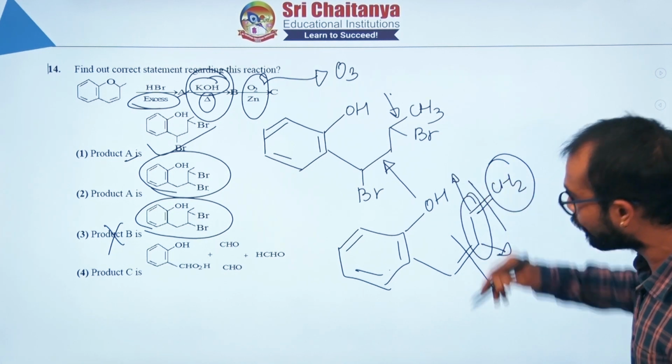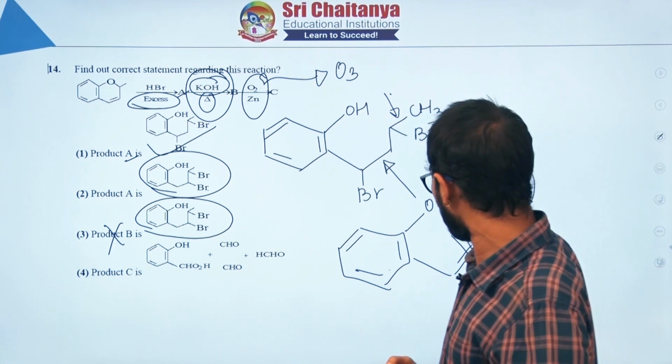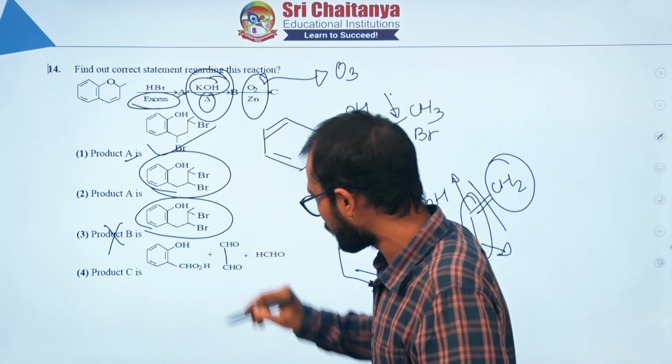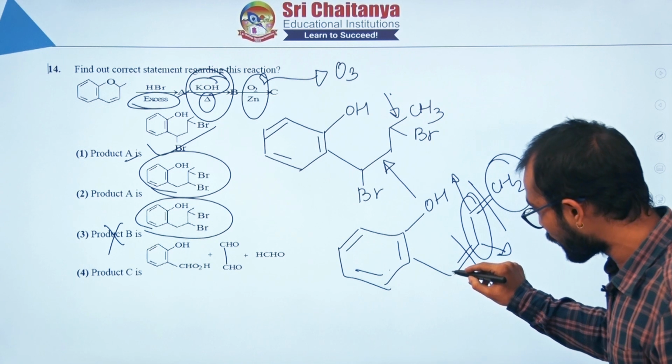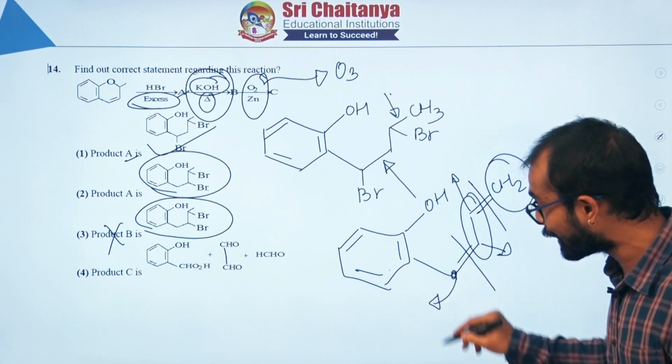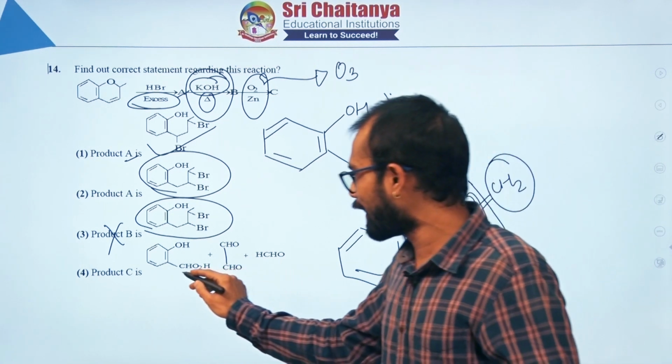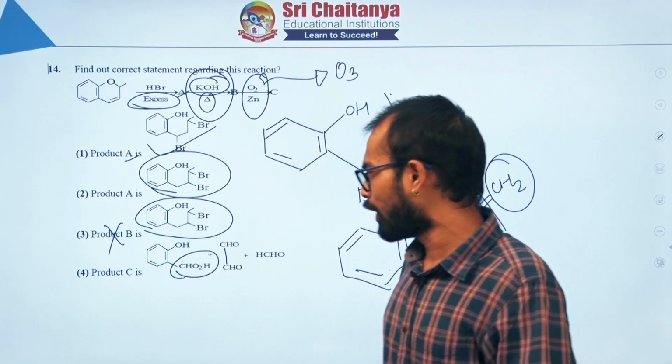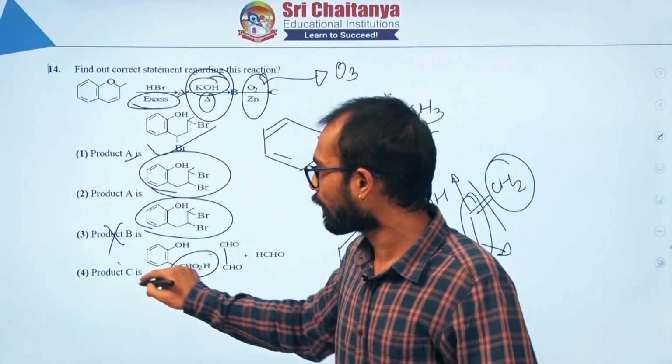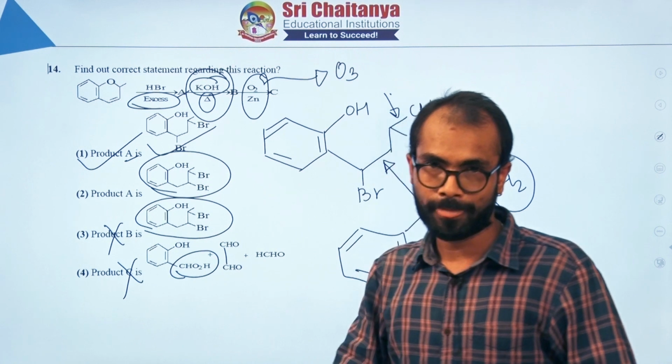So, this particular thing will become an aldehyde. This particular carbon will also get converted into an aldehyde, but see here, they are saying it is still alcohol, so it is not correct. So, here the answer is A.